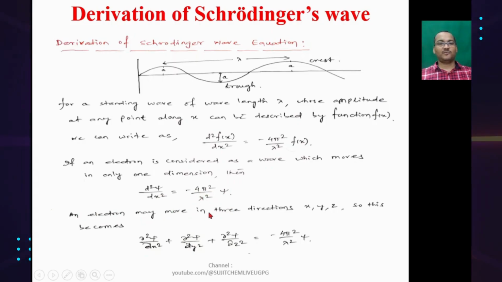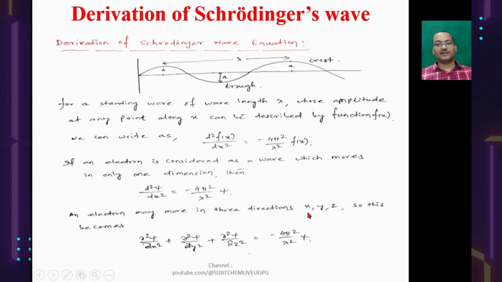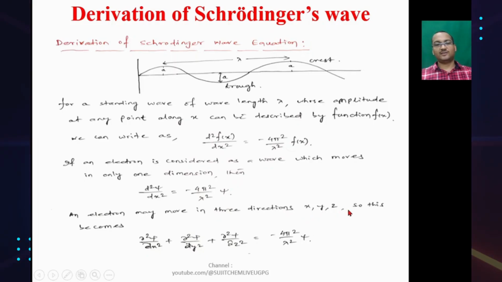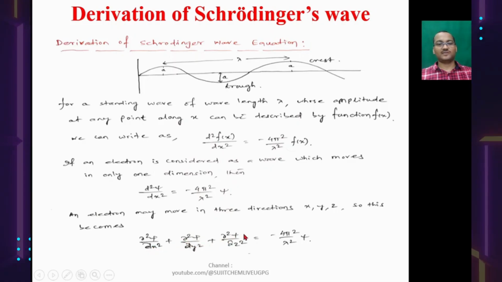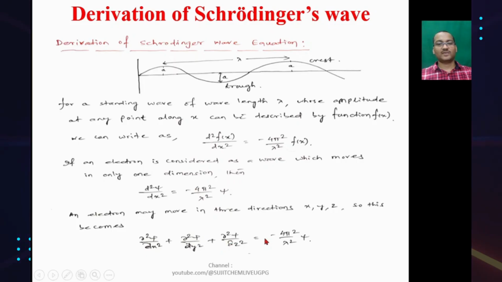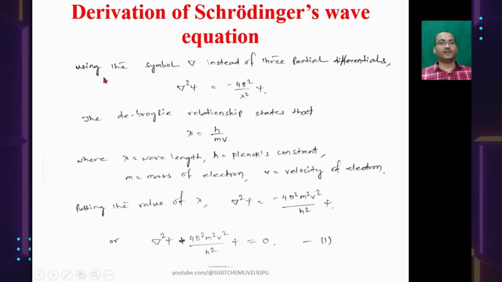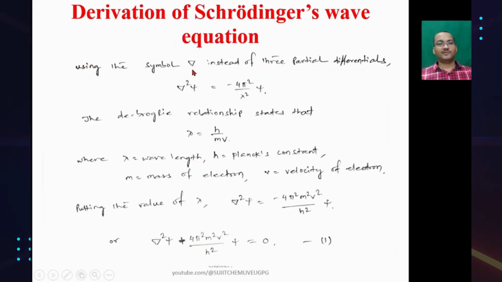An electron may move in three dimensions, like x, y and z direction. So this becomes del square psi upon del x square plus del square psi upon del y square plus del square psi upon del z square, equal to minus 4 pi square upon lambda square into psi. We can use the symbol del square instead of the three partial differentials. So that becomes del square psi equal to minus 4 pi square upon lambda square into psi.